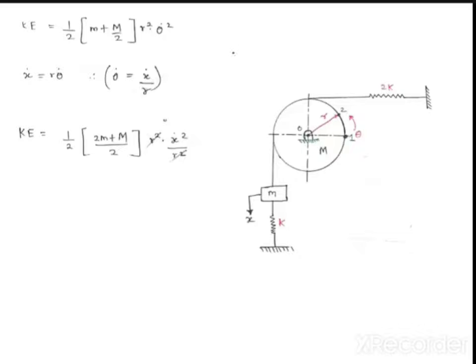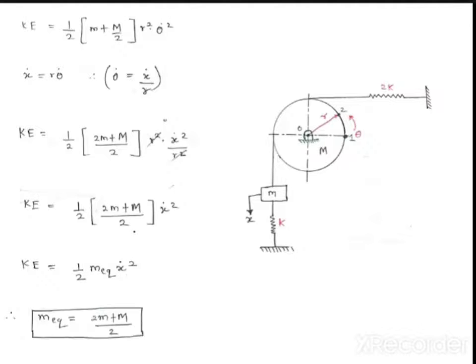What is theta dot square? Theta dot is equal to x dot upon r. So theta dot square is equal to x dot square upon r square. This r square will get cancelled. So what is the remaining? 1 of 2m plus capital M by 2 into x dot square. So what is this? Kinetic energy, 1 of m equivalent into x dot square. So what is m equivalent? 2m plus capital M by 2.